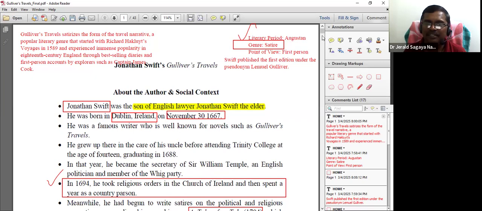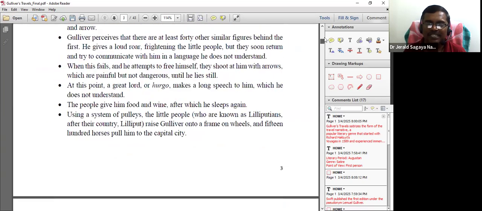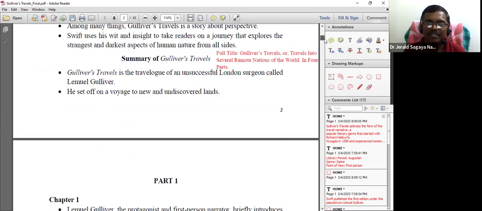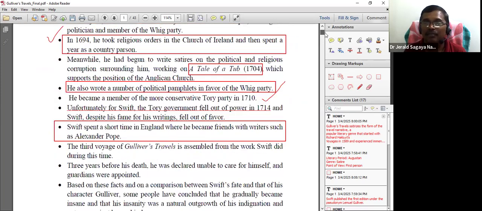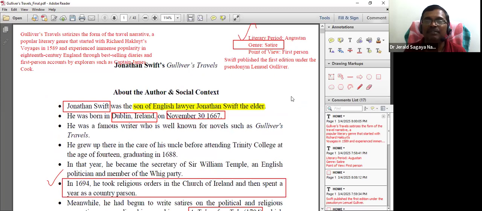Any information regarding the teachers? It's here. We don't need to be afraid of it being too long. It's given here. It was first published in 1726 with the name Gulliver. What is it? Lemuel Gulliver.